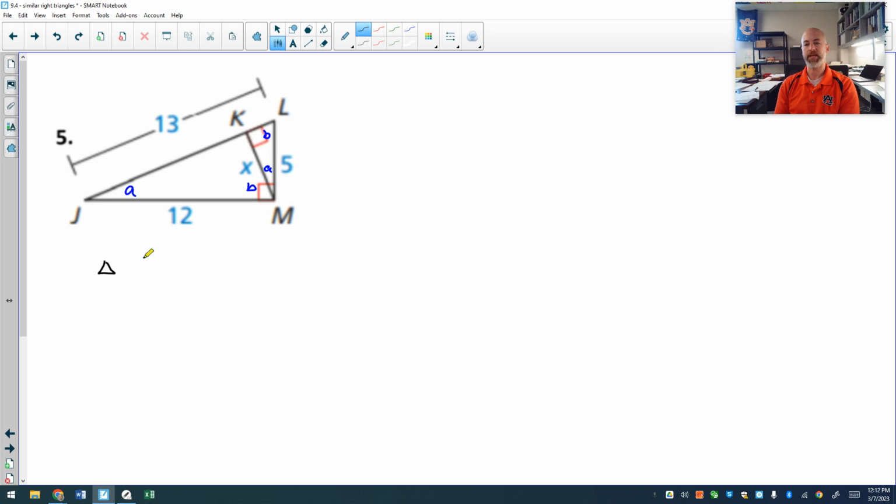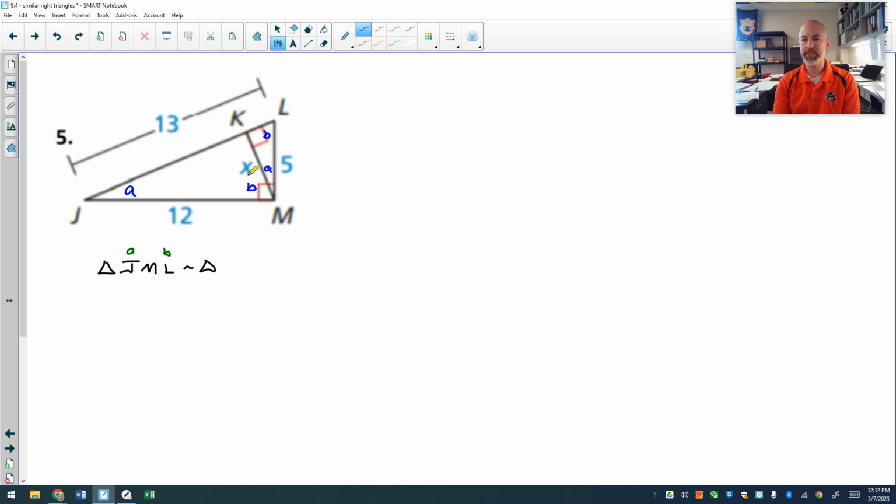So in my similarity statement, I'm going to start with JML. And then I am going to make that similar to, and I'm looking at my small triangles. First I'm going to do this. In my big triangle, J is my A angle and L is my B angle. So when I set up my similarity statement, I want to make sure that I keep my angles in the right position. And I don't think it matters if you want to use the big one, JMK, or if you want to use the little one, MKL. I like the big one. It's easier to see. So I'm going to go with that one.